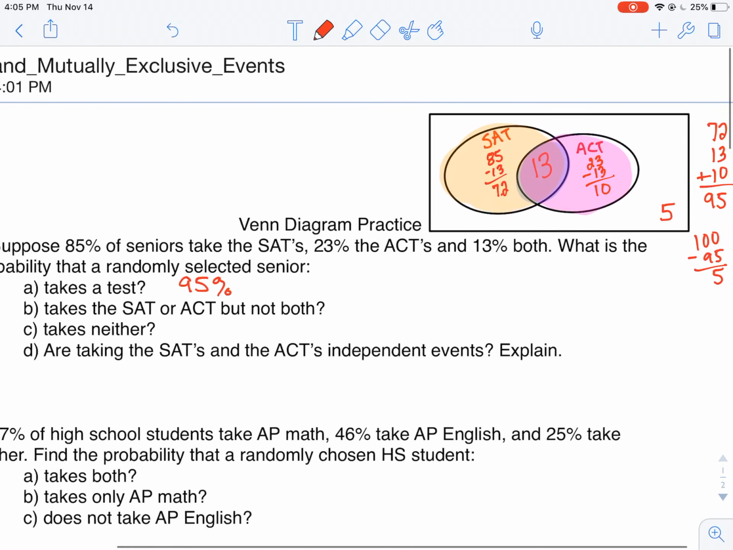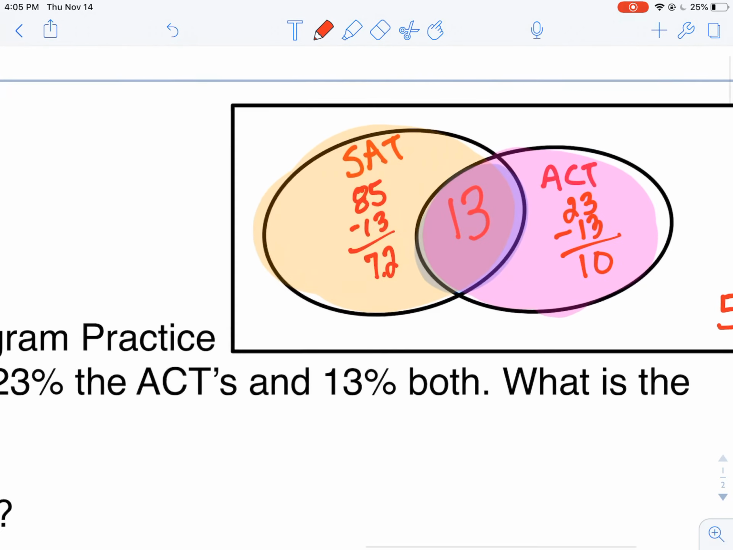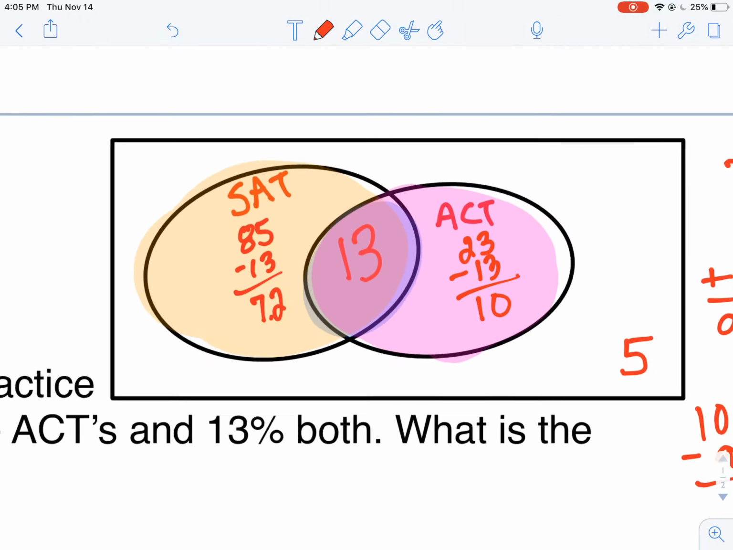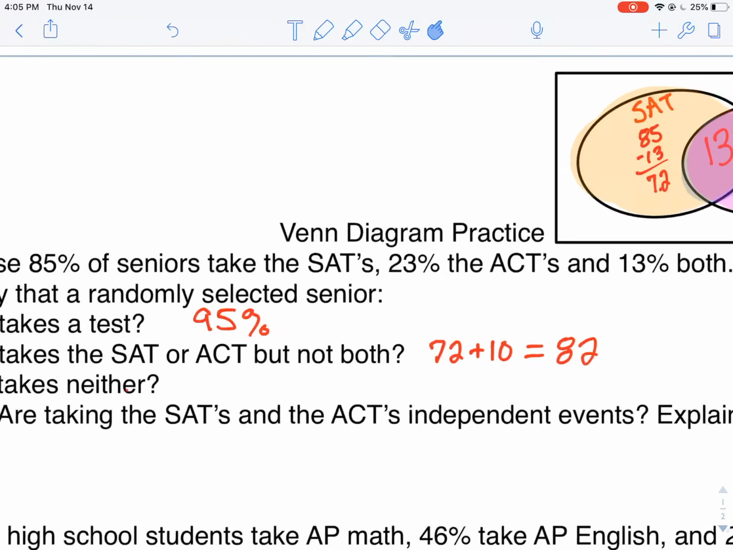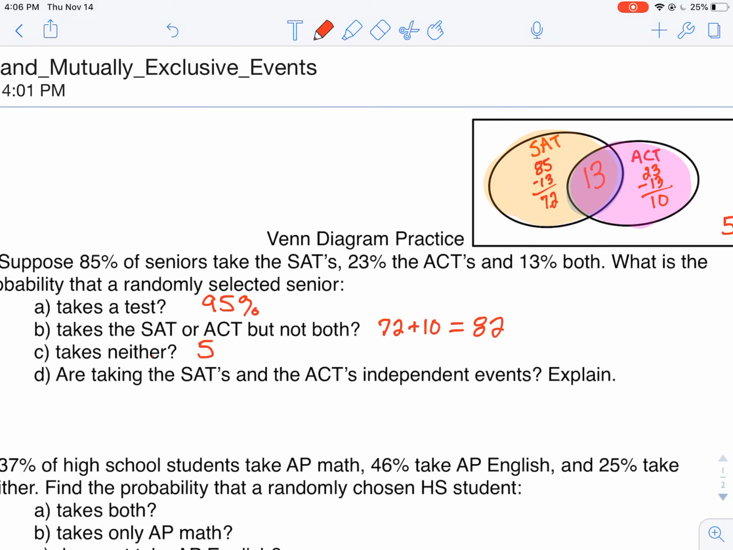And it says takes the SAT or ACT, but not both. So I'm not going to deal with the 13 in the middle. I'm going to just deal with the 72 here and the 10 here, which would give me 82. Takes neither? I already answered that. I got my 5 here. Now here's a tough one. Are taking the SATs and the ACTs independent events?